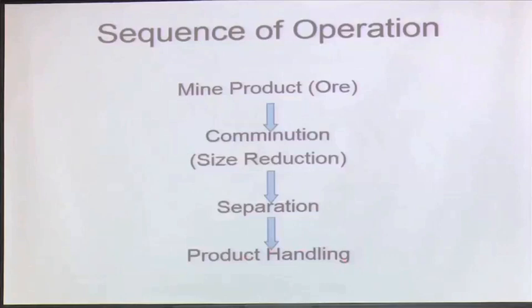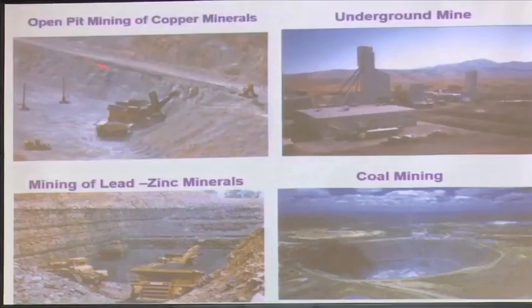Then you have to handle the product again, that is, how do I send it to the customer. These are large tonnages of material, because here we are handling a large volume of material, in the tune of 10,000 tons per hour, 5,000 tons per hour. So, the material handling system should be robust enough to handle this amount of material on a per hour basis. You look at some of the mining operations, I am just showing you some pictures.